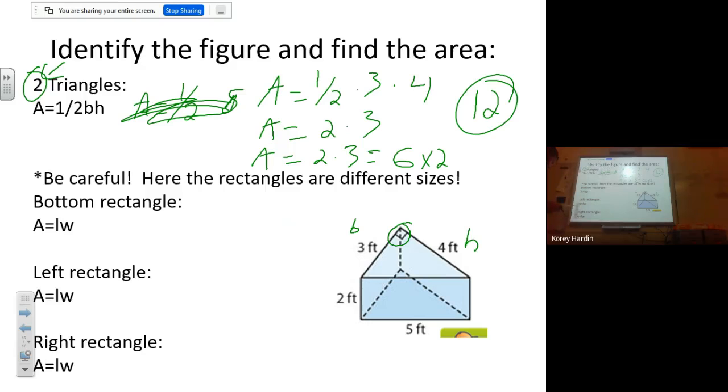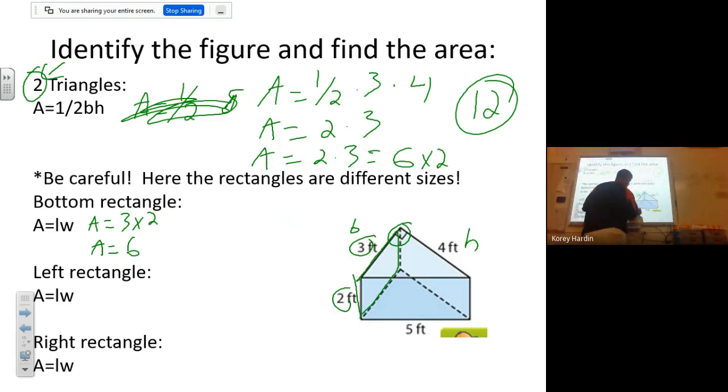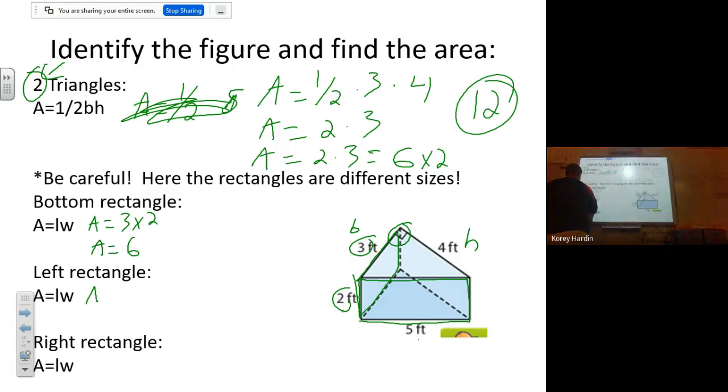So the bottom rectangle, what I have, because I have 3 and 2 on this bottom rectangle. So I've got area equals 3 times 2. So that's going to be 6. Okay? The left rectangle. So we'll go the left rectangle as this, and this. So I've got 5 feet and I've got 2 feet. A equals 2 times 5. Okay, 2 times 5 is going to be 10 feet.